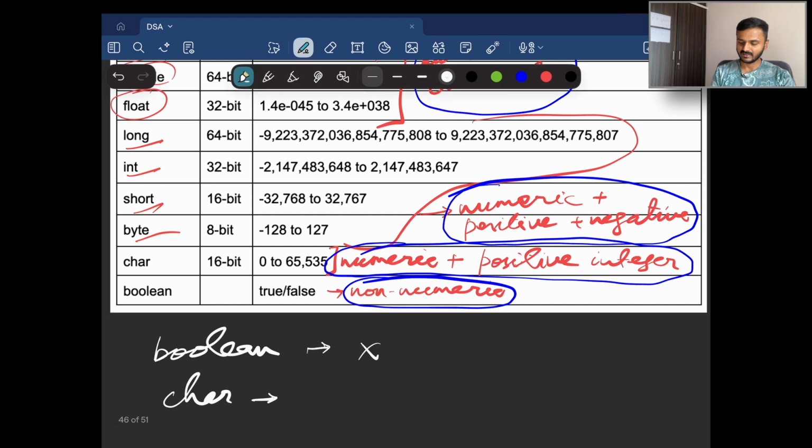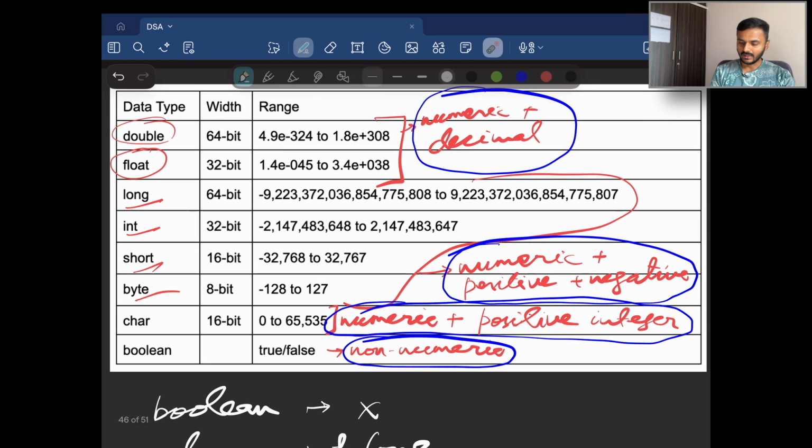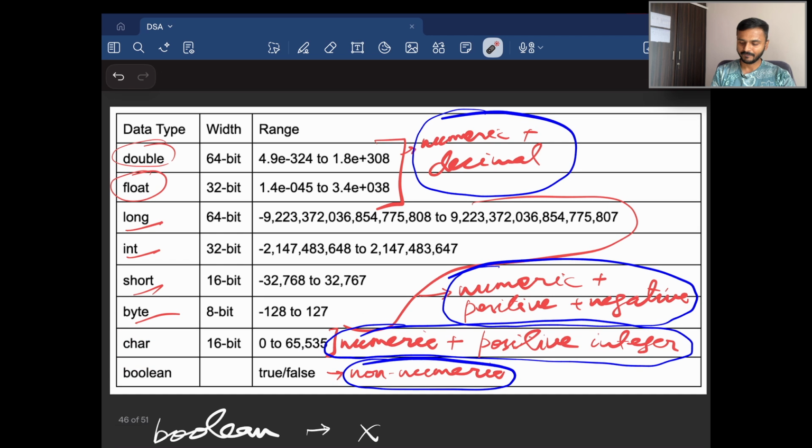So this means that char is compatible with int and long. Now, let's talk about char having 65,535 and see if we can store that in float or double. Well, you tell me, if you have 65,535, or let's say you have a smaller number, say you have 100, can you store it in a float variable or a double variable? Well, if you know, great.